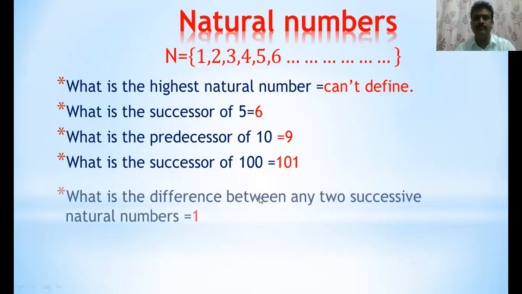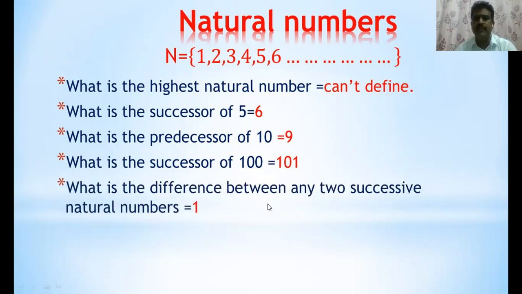Okay, children. What is the difference between any two successive natural numbers? See here, 2, 3. These are called successive natural numbers. What is the difference between these two? From 2, how many do we add to get 3? Only 1. Why? Because 2 plus 1 is equal to 3.